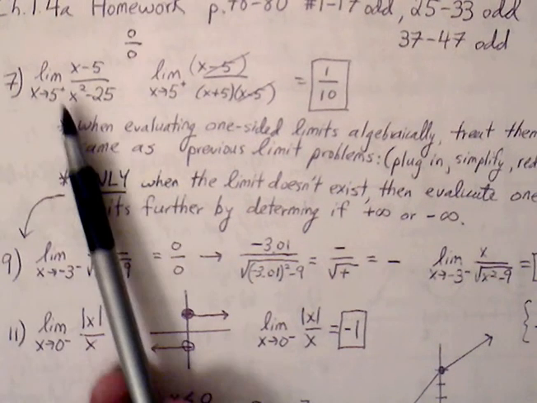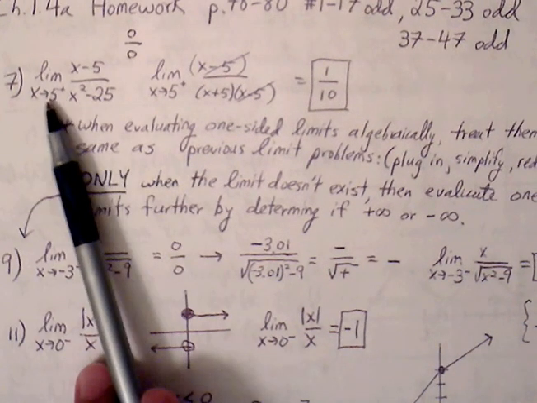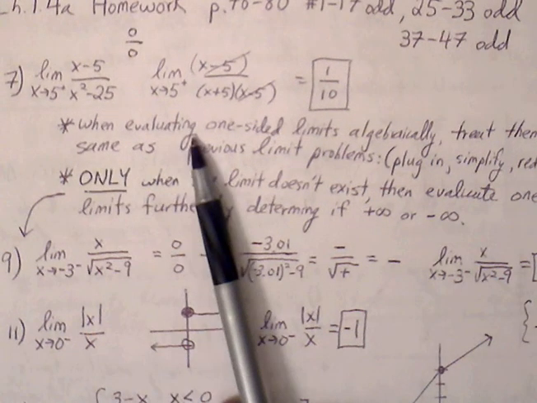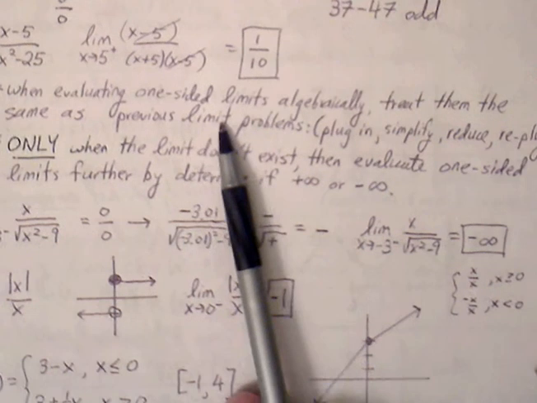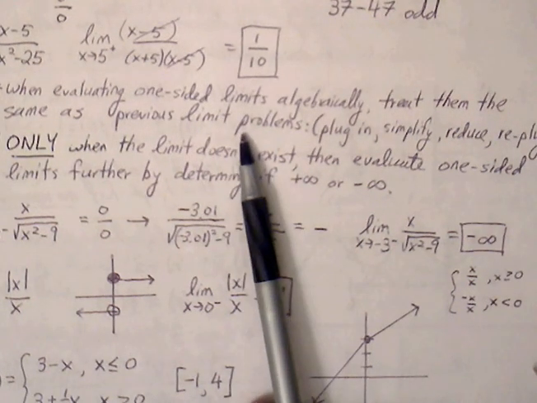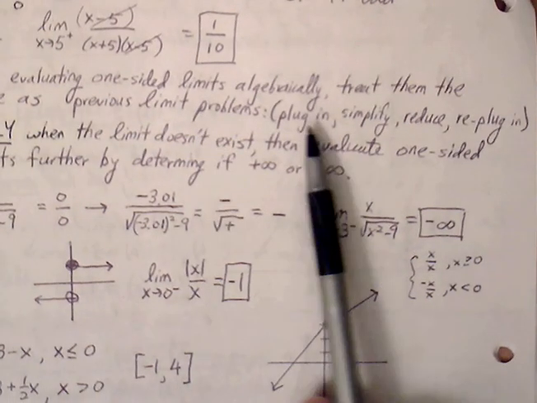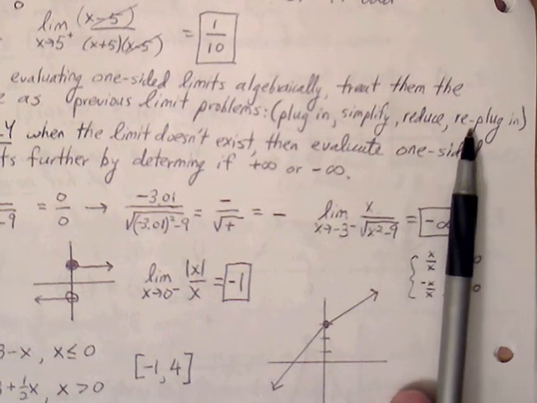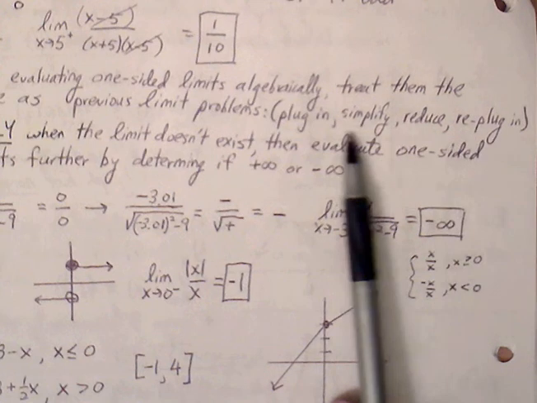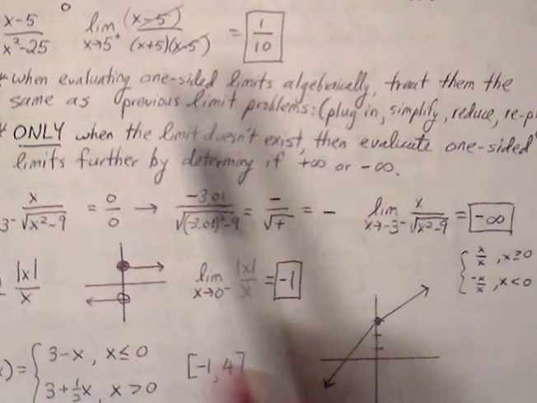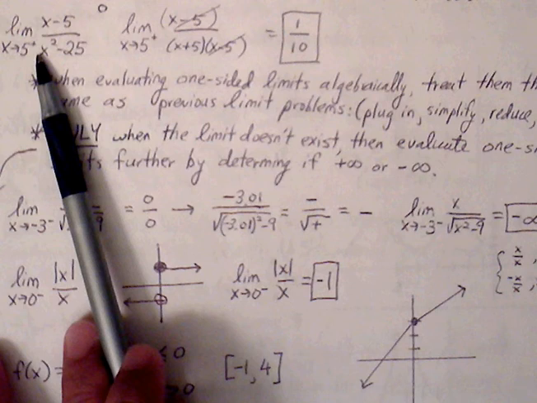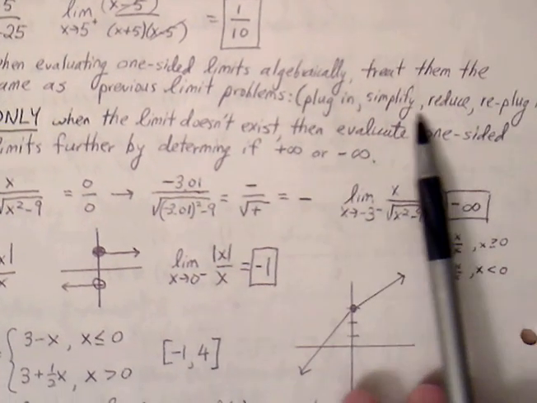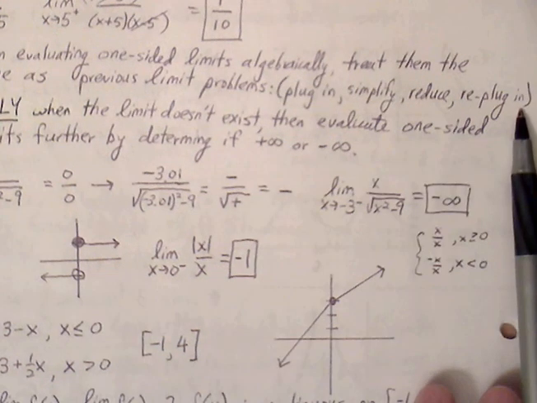Now, whenever you're dealing with one-sided limits algebraically, you're going to evaluate these one-sided limits the same way that you do with previous limit problems. All right, you're still going to go through your steps. You're still going to plug in, simplify, reduce, and then replug in. The only time that these one-sided limits are going to be treated differently is if all of this still ends up giving you does not exist.